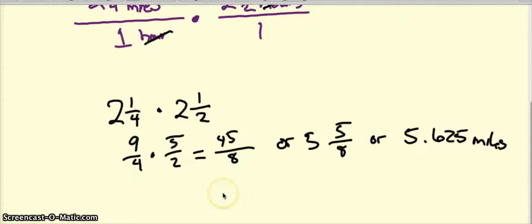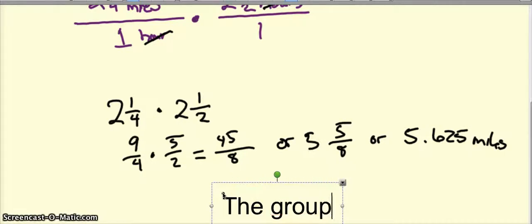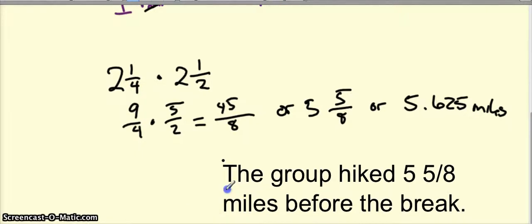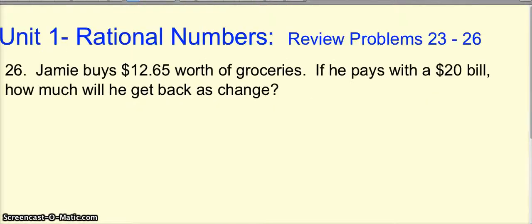So to answer this question, again, when we're dealing with word problems, we want to answer the question in a complete sentence. We can say that the group hiked 5 5/8 miles before the break. Okay, and there's the answer. Let's look at our last problem.